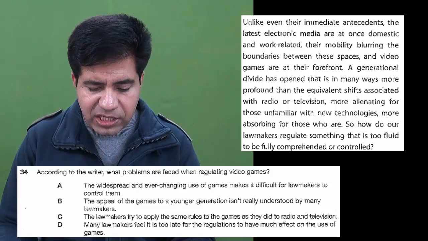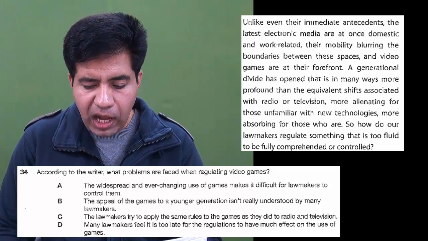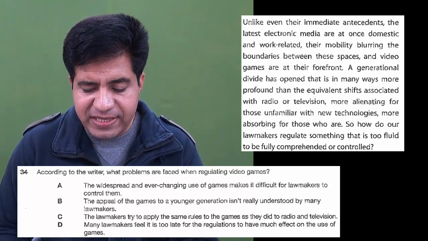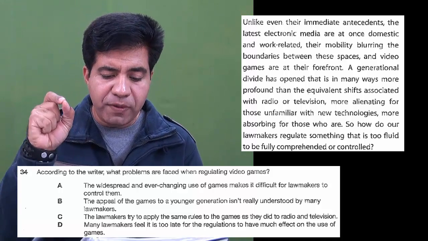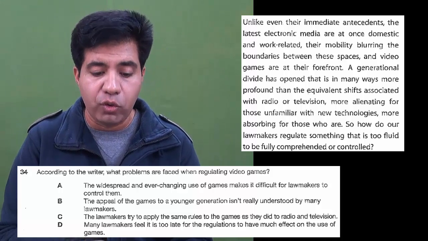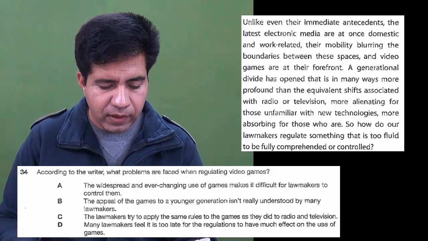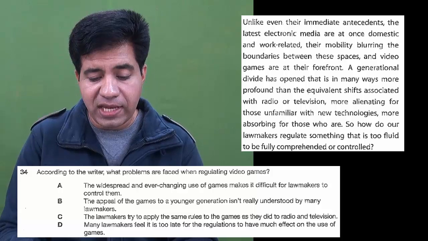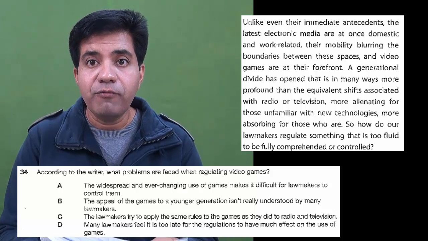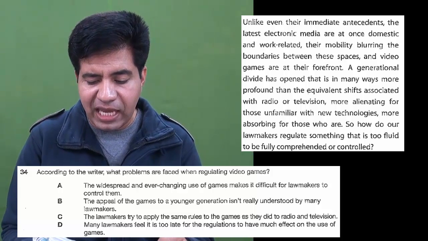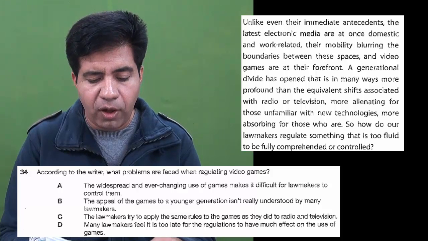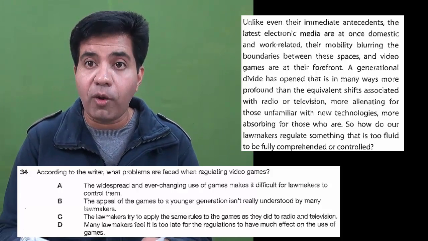Why? The widespread and ever-changing use of games. Now you can see here, how do our lawmakers regulate something that is too fluid to be fully comprehended and controlled? Fully comprehended and controlled. And they say here widespread and ever-changing use of games makes it difficult for lawmakers to control them. They talked about lawmakers as well.